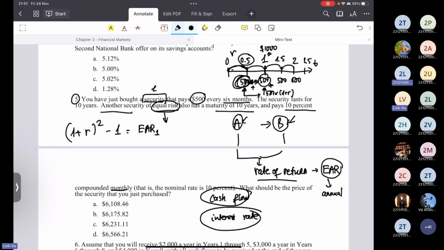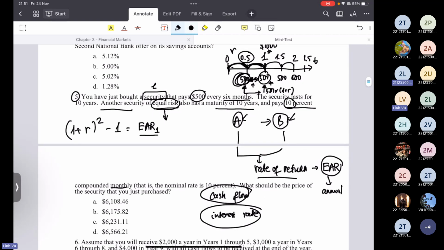Ở đây cô đang tính là rate cho 6 tháng ạ. Một period của chúng ta là 6 tháng. Thì trong một năm, chúng ta sẽ có 2 kỳ tất cả. Cho nên chúng ta sẽ lấy 1 cộng R, bình phương và trừ 1 để ra được EAR1, đúng không ạ? Thế còn với security thứ hai thì nó sẽ trả 10% và 10% này sẽ được compounded monthly. Cho nên EAR của khoản đầu tư thứ hai được tính bằng cách lấy 1 cộng 10% chia cho 12, tất cả mũ 12 và trừ 1, đúng không ạ?